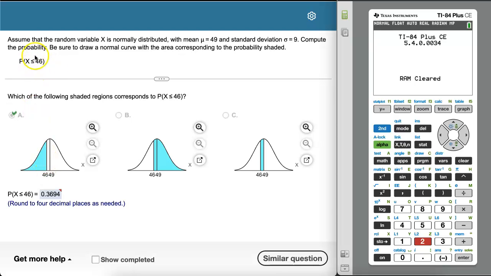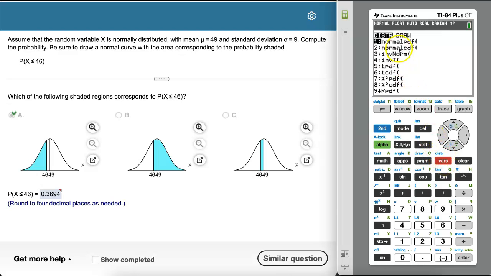And as well, because this is asking for x less than or equal to 46, the area shaded is to the left of 46. Now up next, you're going to use some technology to calculate that probability, or also that area under the curve that's shaded. So there's a couple of things I'm going to show you here. Both of them are underneath second VARS, which is the distribution menu. The first one I want to show you is underneath these distributions.